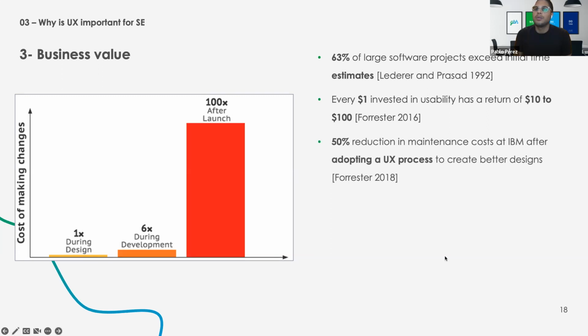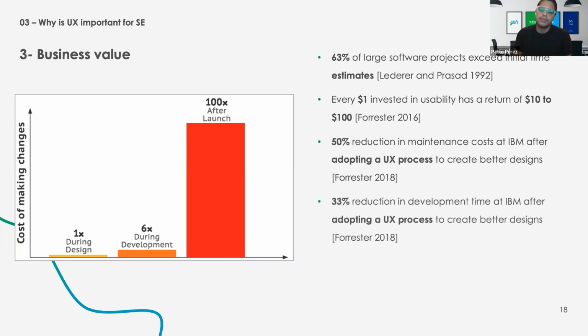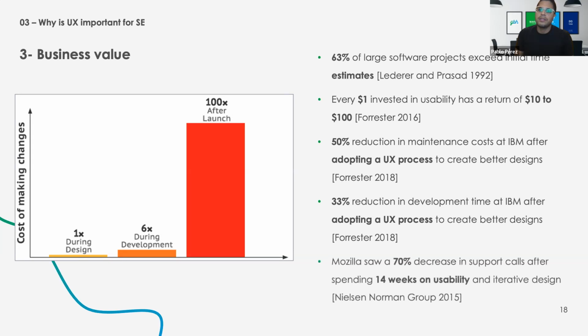50% reduction in maintenance costs. This is in the same IBM experiment that they ran. They experienced a 50% reduction in maintenance after the product launch after adopting the UX process. And a 33% reduction in development time, also after adopting the UX process.